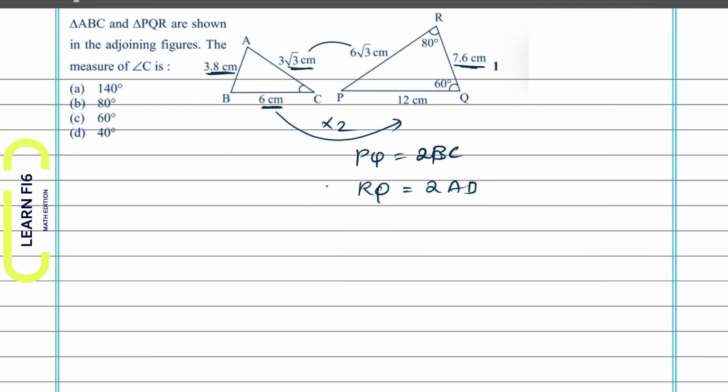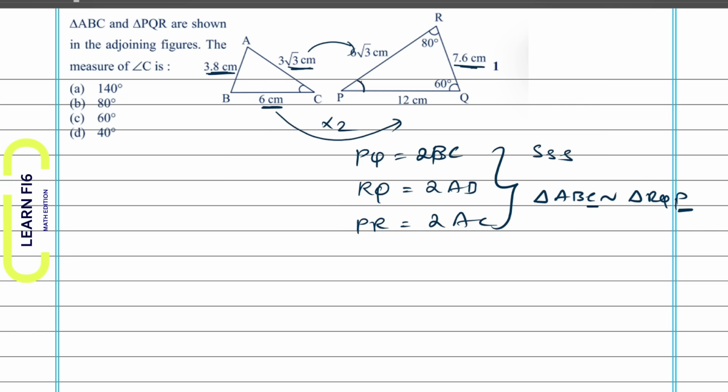Similarly, if you multiply this with 2, you will end up with this. So PR value is actually 2 times AC value. So that's it. These two triangles are similar triangles. In this case, triangle ABC is similar to triangle RQP. So the counterpart of P is actually C.